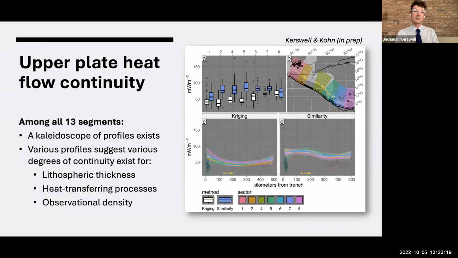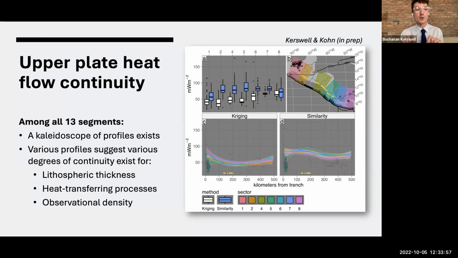Okay, so when we look at the distribution now, we take the heat flow predictions, kriging and similarity, and we segment them along strike into these different sectors, which you can see in the very top right plot. So this is the Central American example. Notice that there's all these different colored sectors along the trench boundary here. Within each of those different sectors, there's hundreds of heat flow predictions that we've interpolated using these two different techniques.